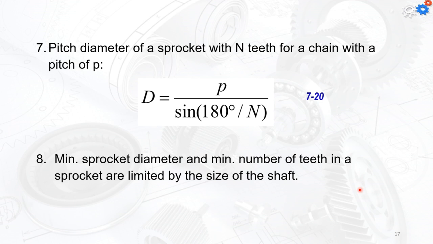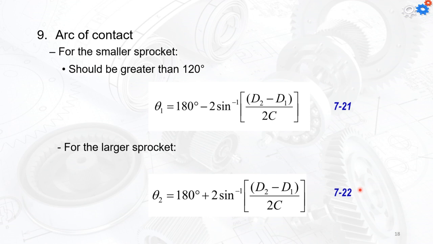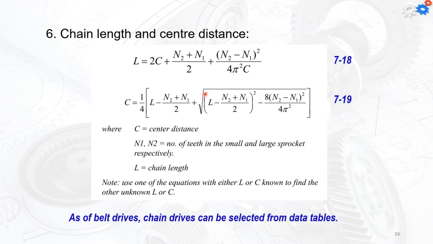Now, again, as in the case of the belt, we're going to have an arc of contact. So for the smallest sprocket, the value should be more than 120. If you do your calculation for theta 1 and find it is less than 120, then you need to do your design once again by going to the step above. Go to this step and select a new C value.